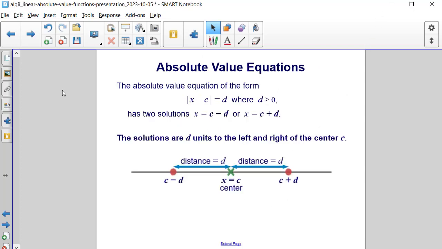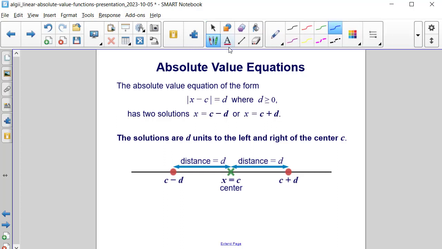The absolute value equation of the form, the absolute value of the quantity x minus c is equal to d, where d is greater than or equal to 0, has two solutions. x is equal to c minus d, or x is equal to c plus d. Now, what does that exactly mean? It means that if d is greater than or equal to 0, meaning you have a positive number on one side of the equal sign, when you have an absolute value equation, you're going to have those two solutions.